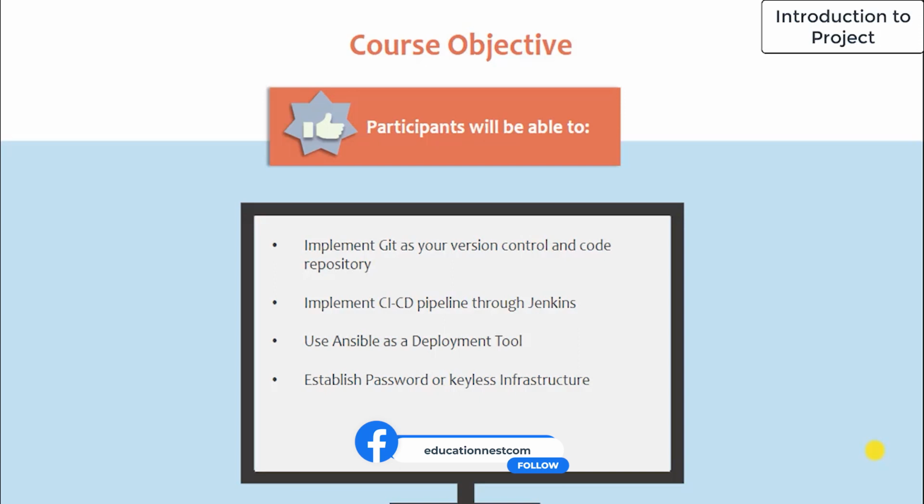And the last thing is establishing a passwordless or keyless infrastructure. So what will happen once your developer commits the code to Git is that it will push the code to your Jenkins. Jenkins will create an artifact. Basically, when a developer commits Java code, it goes into Jenkins. Through the Jenkins repository it will build that Java code, and it will give the artifact to Ansible.